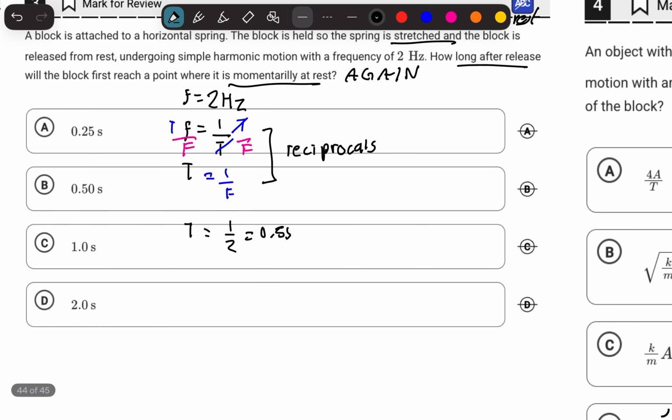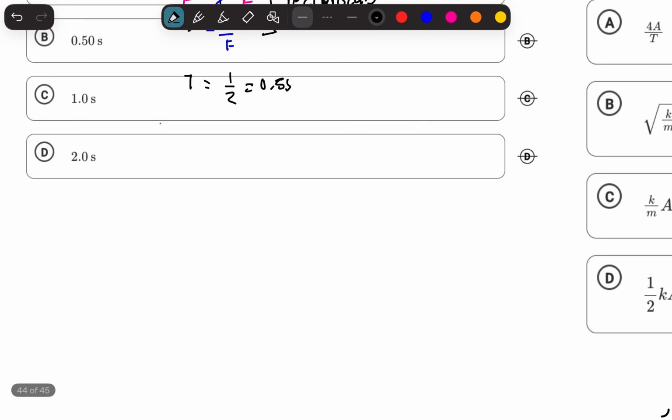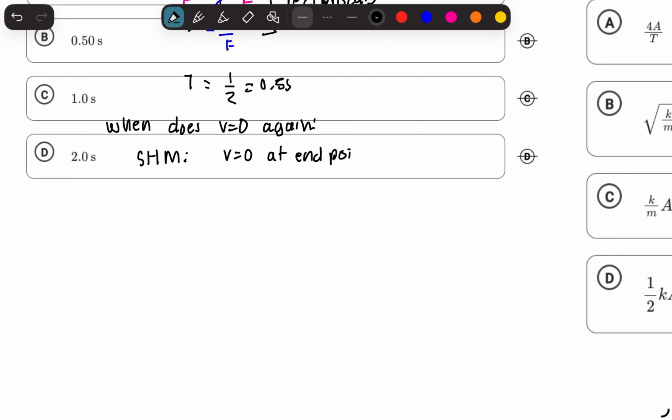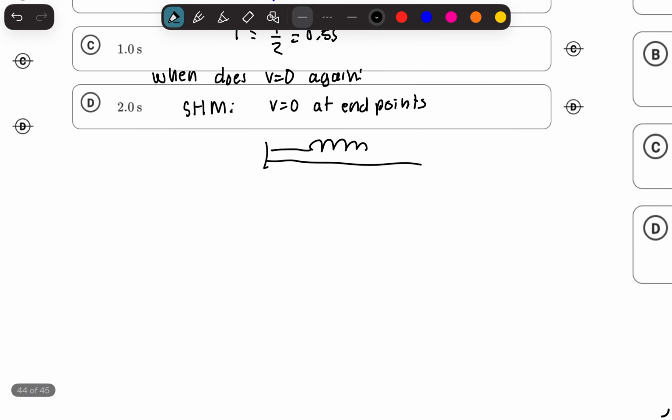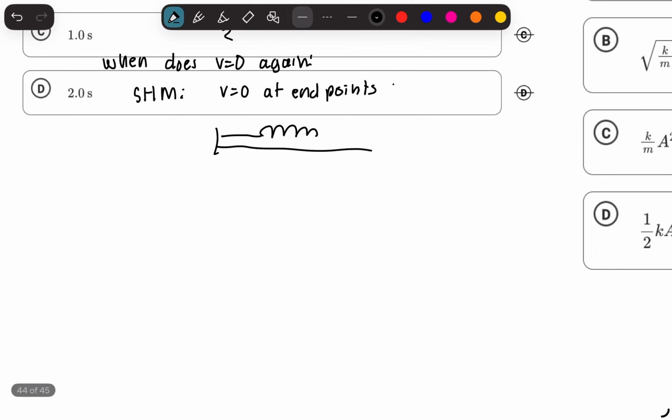Now, our second step is to find when it's momentarily at rest. Therefore, we have to find when velocity equals 0 again. So we're finding when does v equal 0 again. And when you have simple harmonic motion, you're going to have v equal to 0 at the end points of your spring motion. So when you have your spring like this and you stretch it, whenever you're at the end points, that's going to be when you are at your amplitudes, aka you're at plus or minus A.